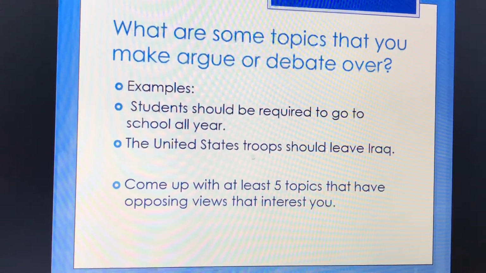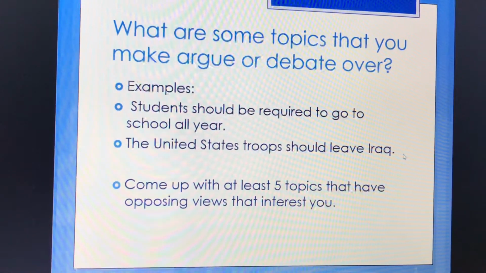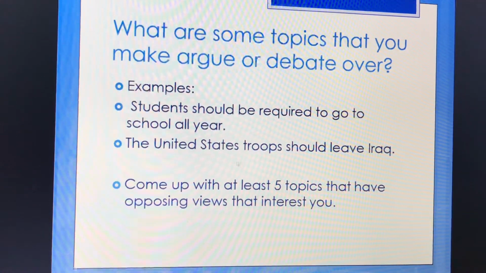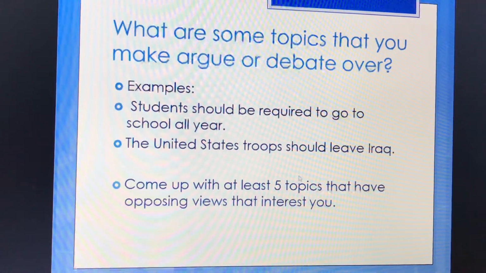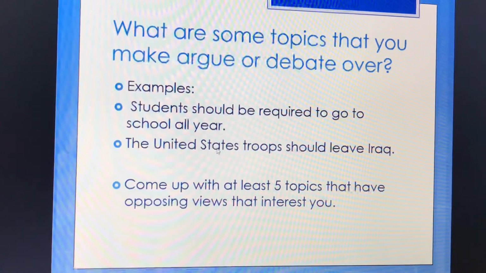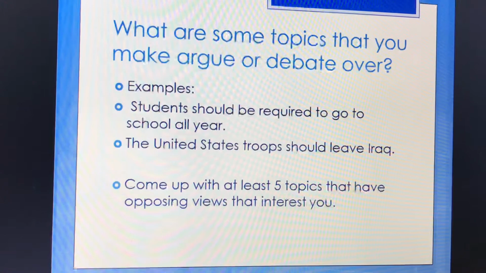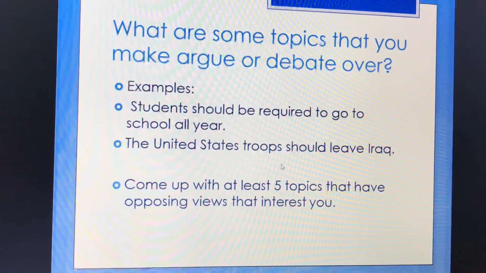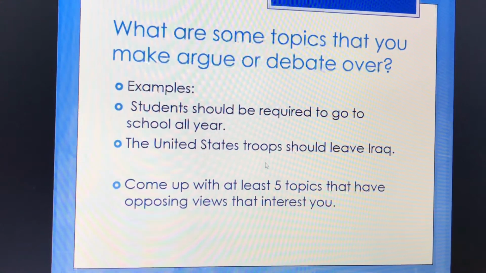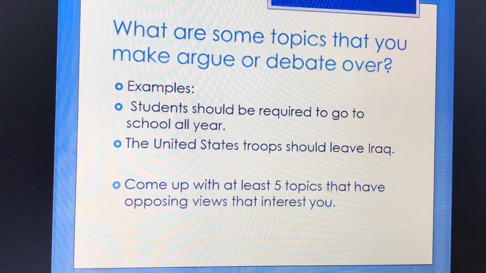The United States troops should leave Iraq. Some people say yes, it is not our country, why should we occupy another country? American troops should return to America because America is their land, and it's the right of Iraq to get its freedom. Each country has its own freedom, and nobody should occupy it.